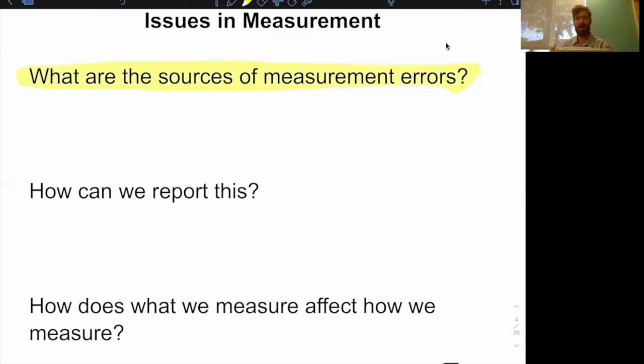We'll also talk about how we report error and how what we measure affects how we measure, okay? If I wanted to measure the distance from Earth to the sun, I certainly couldn't use a meter stick to do that, okay? So we'll talk about some different techniques and the idea of measurement versus estimation.